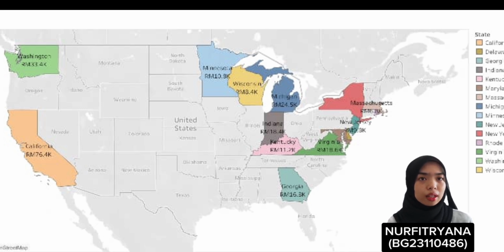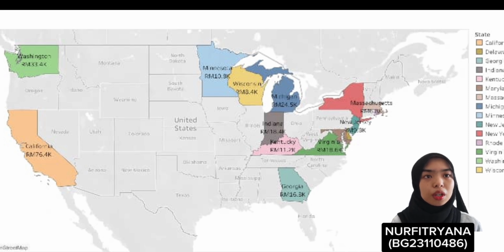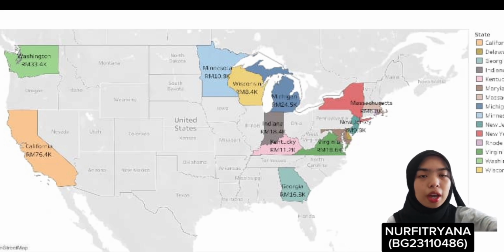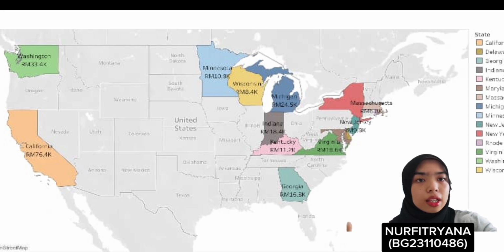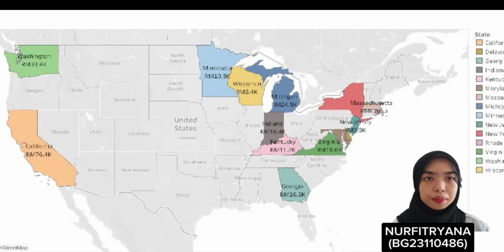Following closely is Michigan, indicating a strong industrial base, possibly driven by automotive manufacturing prowess. Washington, with its RM33.4K value, showcases the economic vitality stemming from technology giants like Microsoft and Amazon. States like Virginia and Indiana exhibit moderate values RM 18.6K and 18.4K respectively, likely reflecting a blend of government-related activity in Virginia and diverse industrial landscape in Indiana.